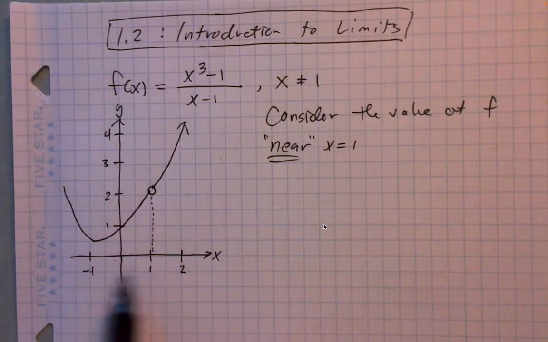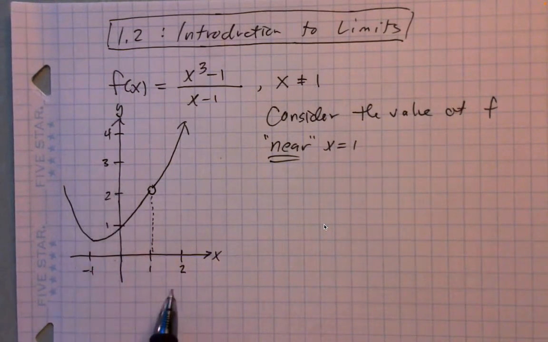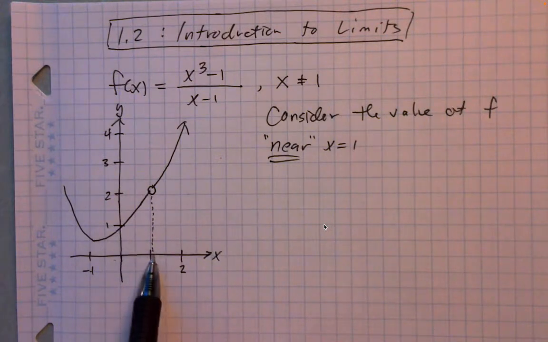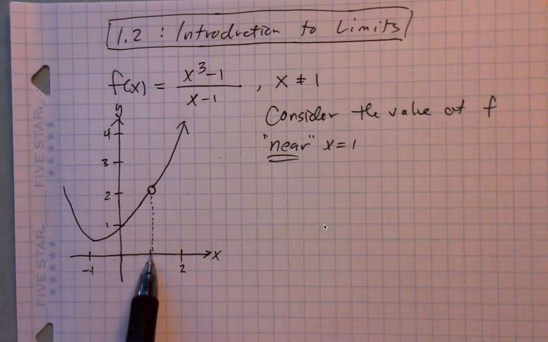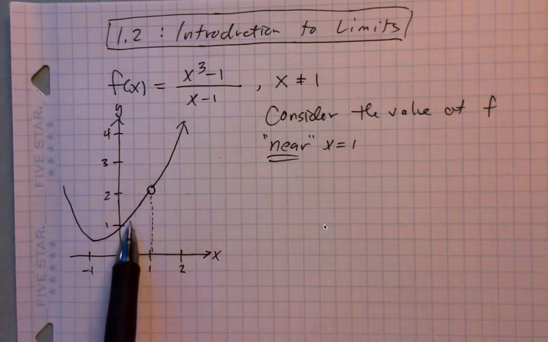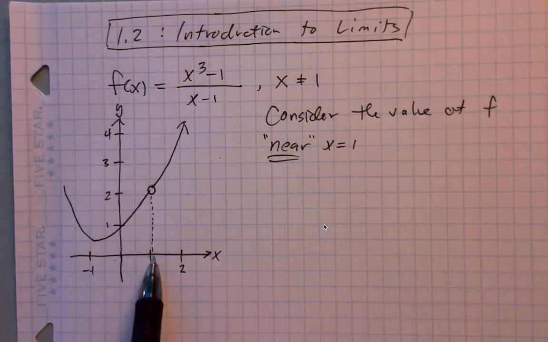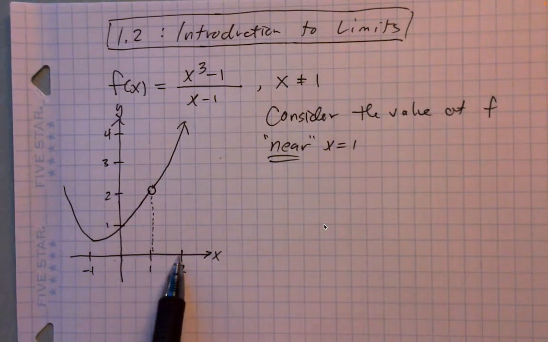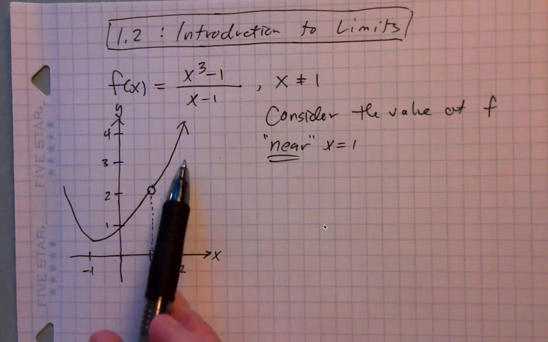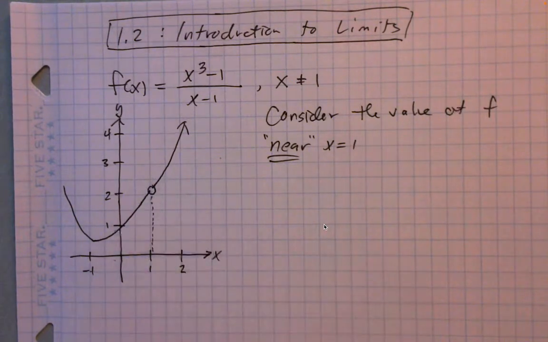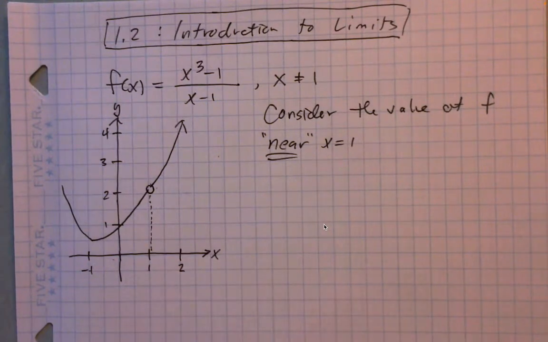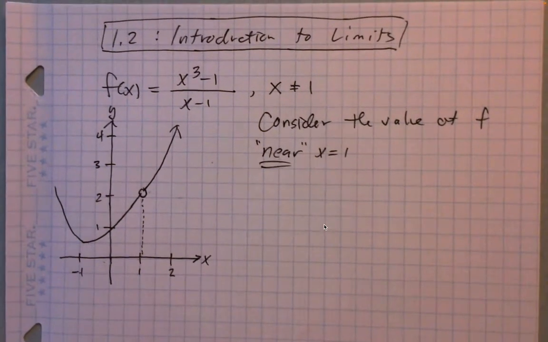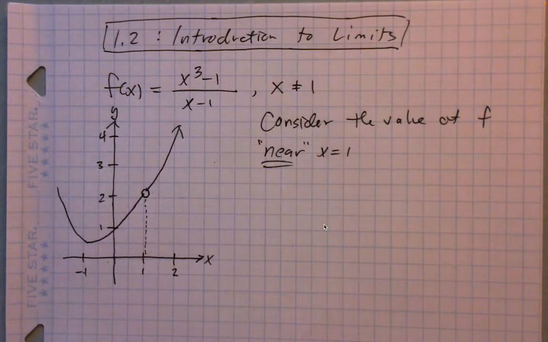I've just got whole numbers written on here, like integer values. But at every point between 1 and 0, there's infinitely many points between 1 and 0, and at every one of those points, this function is defined. And also at every point between 1 and 2, there's infinitely many points, and at all of those the function is defined as well. It's just really at this one point, x equals 1, where the function can't be evaluated, it's undefined.